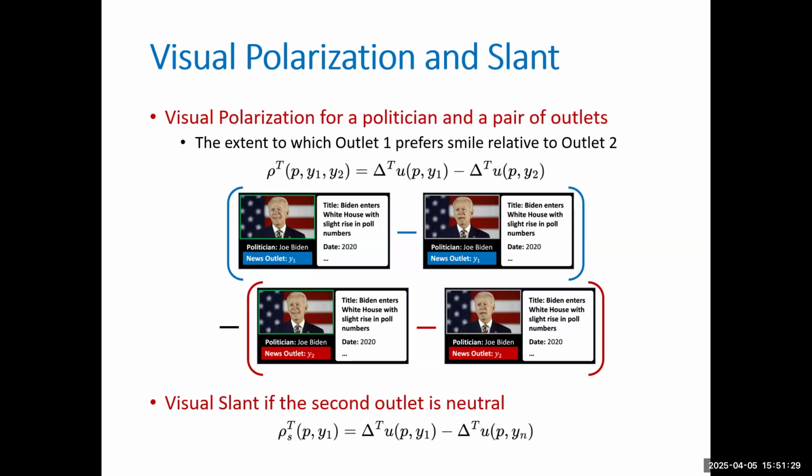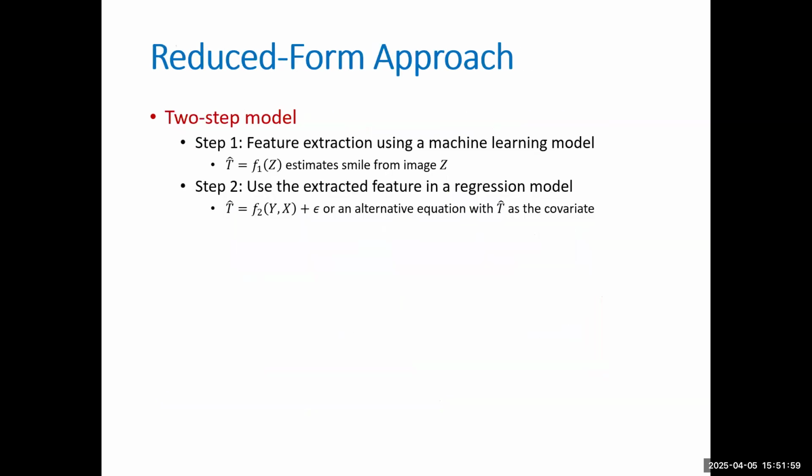There are many ways we can characterize this notion of slant. I totally agree, and Ashley's point was also related to this. Here we were more interested in having it defined for one politician, and then we look at this variation across outlets. That makes it difficult to have that neutral point you're referring to, but that would be an alternative we can potentially consider. All right, so one way to measure this is to use a reduced form approach.